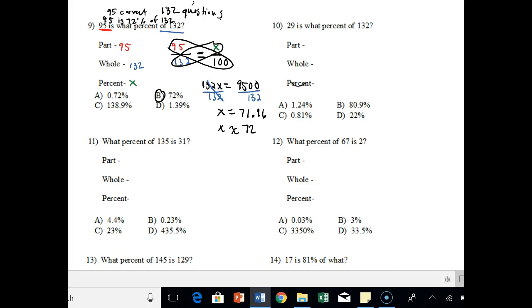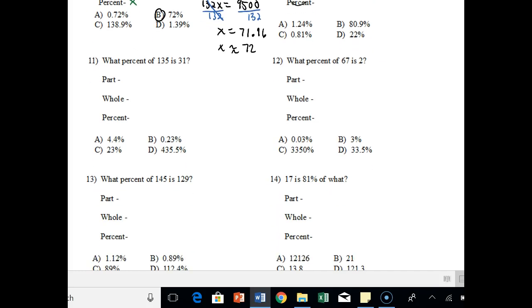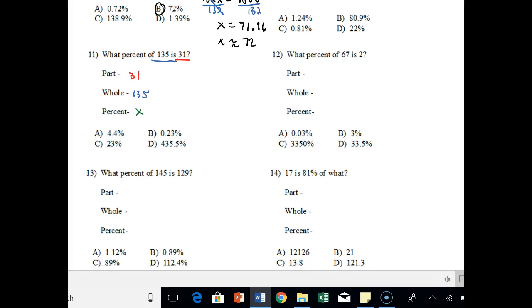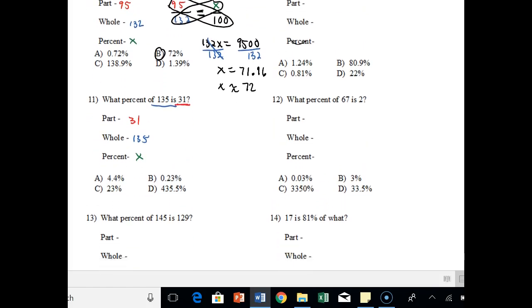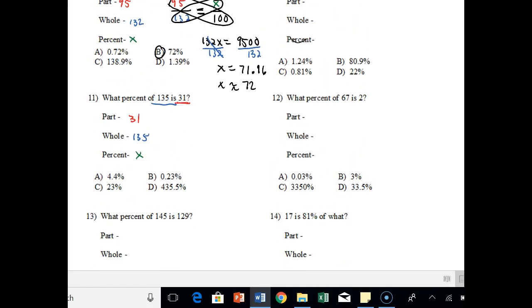Let's do number 11 before I have you do number 10. It says what percent of 135 is 31? All right, so obviously 135, the "of" word, is the whole, and 31 is the part. And again, we don't know the percent, right? So notice in all these problems, in 9, 10, 11, 12, 13, there's no percent signs. If there's no percent sign, you don't know your percent, and that's what you need to solve for.